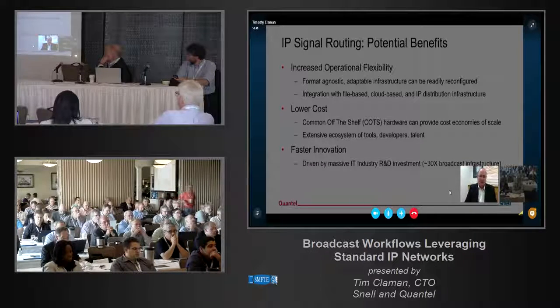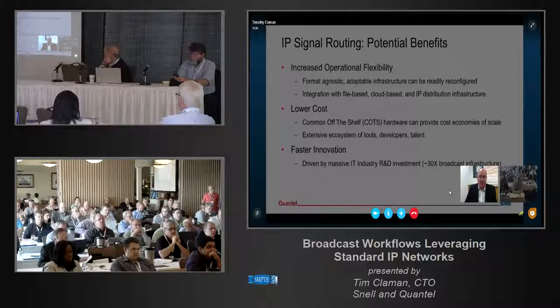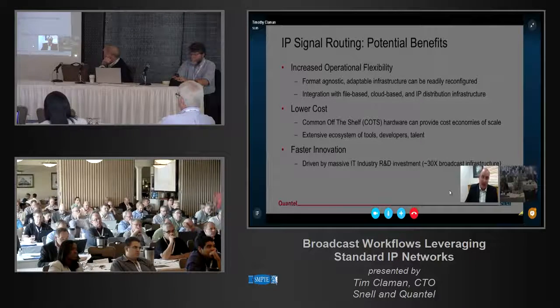And I think there's also an understanding that all of these potential benefits are really fueled by the massive investment that goes into the IT industry and into IP networking technology in particular, an investment that really dwarfs our industry's ability to invest in broadcast-specific technologies like SDI.